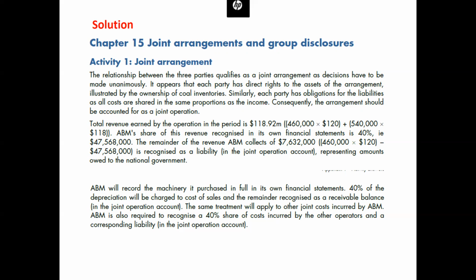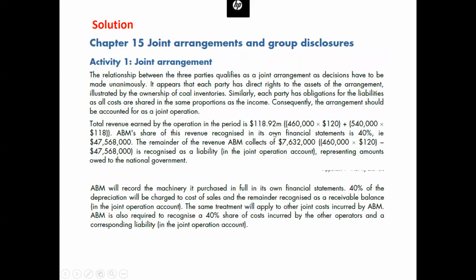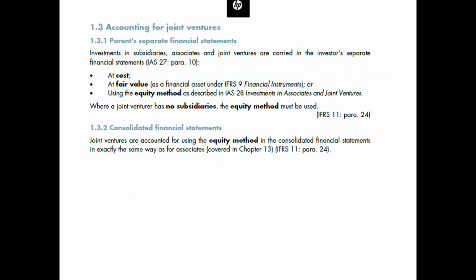So what does it mean in this question? The machine that ABM bought, for that they will bring that machine into their books. The cost that they will pay, bring it into their books, and now the income that they sold, they will bring in 40% of the income, like we calculated here, saying that's their income. Okay, so I hope that makes sense.